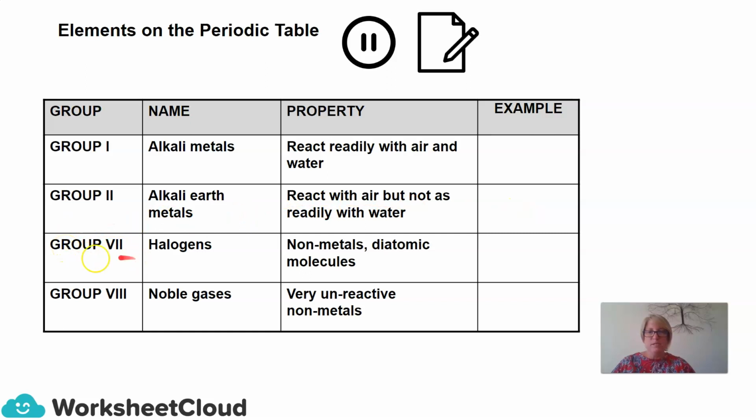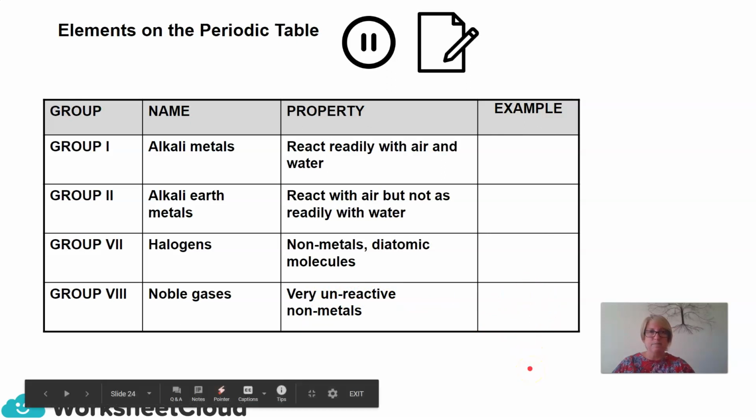Then we have group 17, also known as the halogens. They are non-metals and they are diatomic molecules. Please give me the examples there. And then group 18 are the noble gases or the inert elements. They are very unreactive non-metals. And you can go and give me some examples there. So if you pause the screen now and finish this activity.